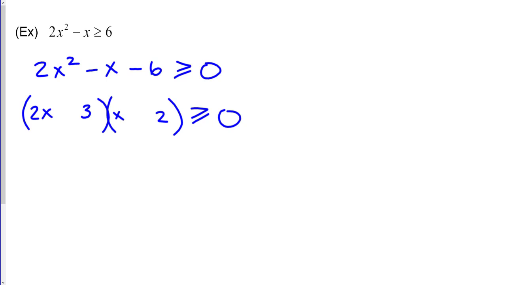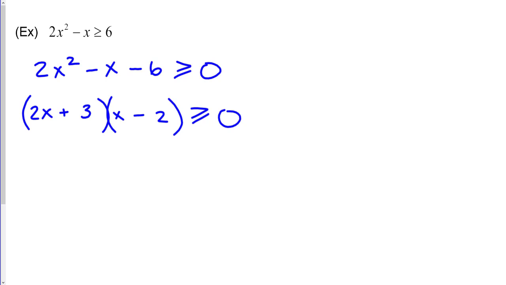Now, this would multiply into 3x, and these would multiply to 4x, which I could get to add to negative x if I had negative 4x and positive 3x. So I would need a negative on this 2 and a positive on this 3. So that looks like my correct factorization.